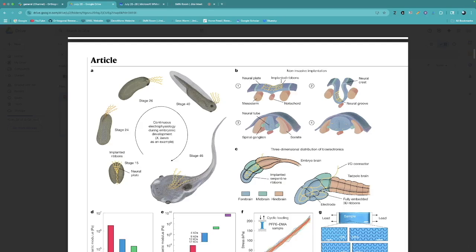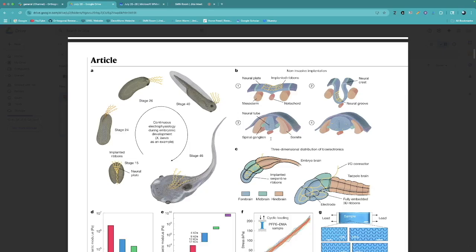And then, of course, the neural crest is where this neural plate invaginates. So that means that these implanted ribbons have to move down into this neural groove. So you have the notochord here and the mesoderm up here. And so everything folds downward. And so then the neural tube, as it's folded here, it's completely folded. The implants are embedded in here.